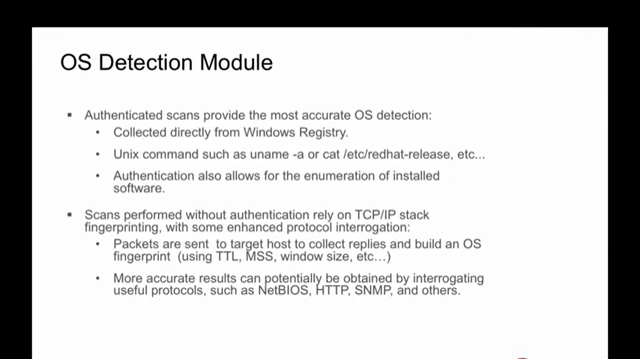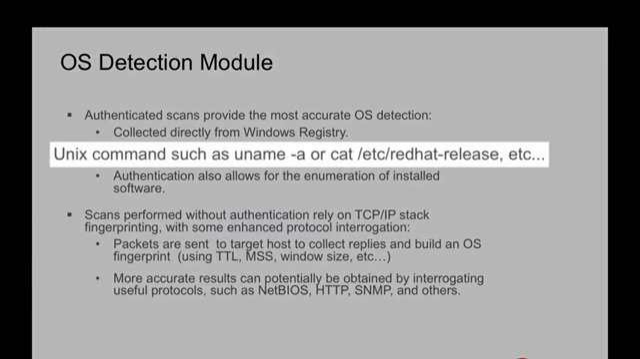For the most accurate operating system detection, Qualys recommends performing scans in authenticated mode. This will allow the Qualys scanner appliance to identify the exact operating system vendor and version number directly from the Windows System Registry or by executing the appropriate command.